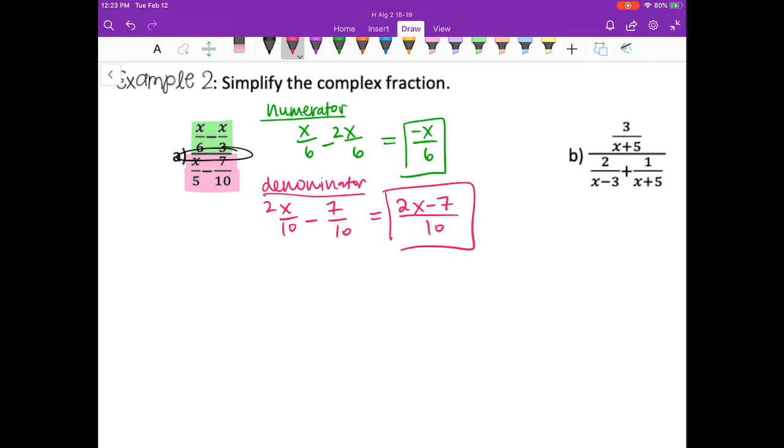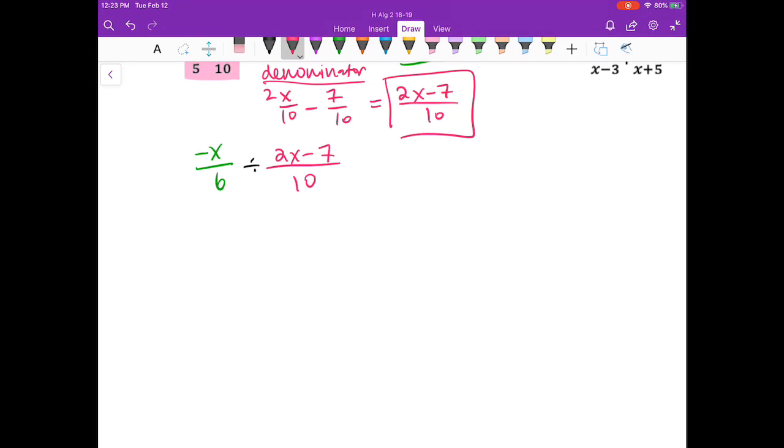Now, remember that when we are dividing fractions, we are taking our numerator and we are dividing by our denominator. And remember, when we divide fractions, as of yesterday, we reminded ourselves we copy dot flip. So we have negative x over 6 times 10 over 2x minus 7. And we cross cancel, just like we did yesterday. We've got 5 and 3. We can't cancel our x's, that's okay. So we have negative 5x over 3 times 2x minus 7, which you could also call 6x minus 21. Ta-da!